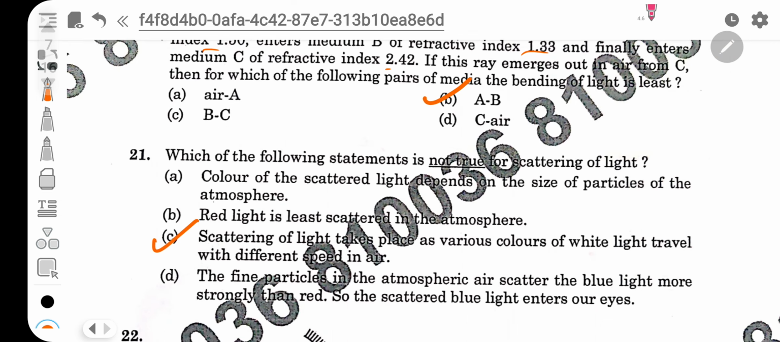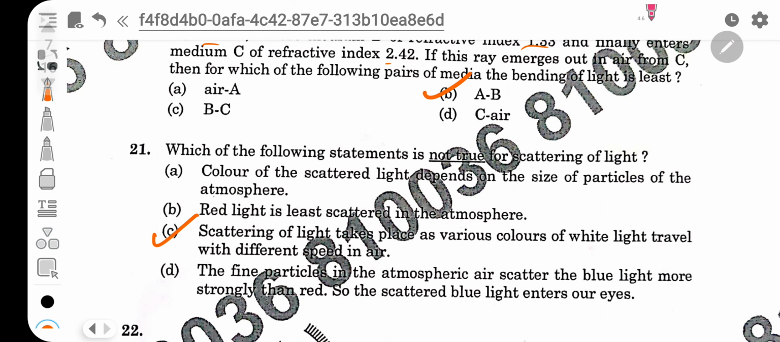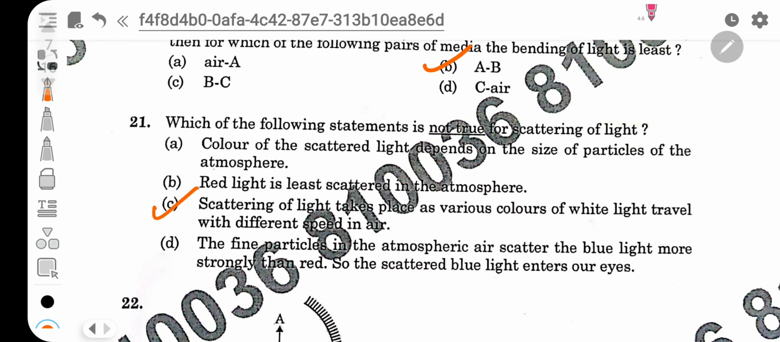Question number 21. Which of the following statements is not true for scattering of light? The answer will be C only, because it says scattering of light takes place as various colors of white light travel with different speeds in air. This is not the definition of scattering of light. This is the definition of refraction of light. So the answer will be C only.